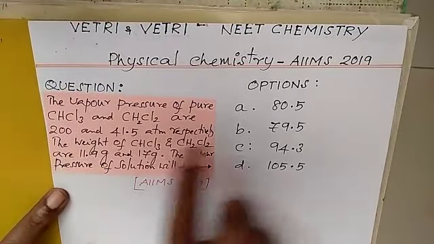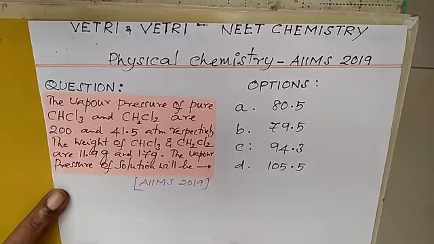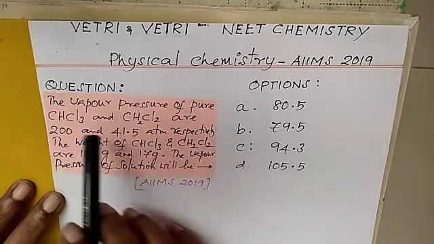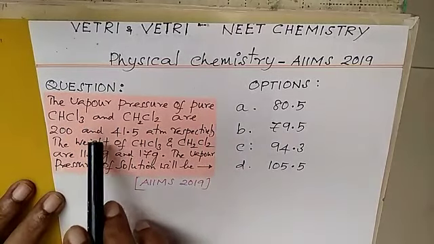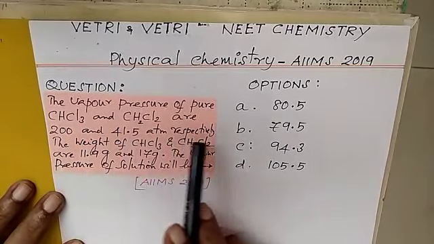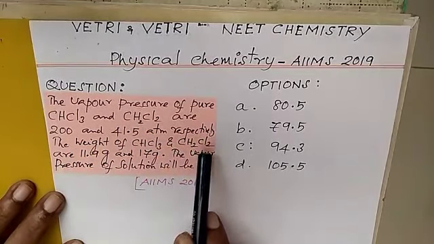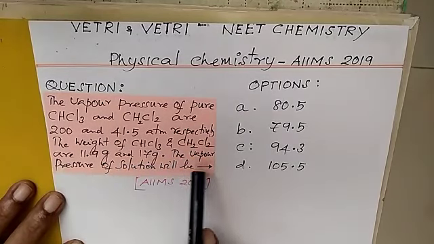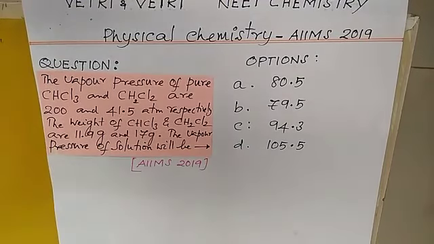Today I am going to upload one video on Physical Chemistry, AIIMS 2019. Now let us see the question. The question is: the vapor pressure of pure CHCl3 and CH2Cl2 are 200 and 41.5 atmospheric pressure respectively. The weights of CHCl3 and CH2Cl2 are 11.9 gram and 17 gram. The vapor pressure of the solution will be. The options are there. Okay, now let us see what data is given.